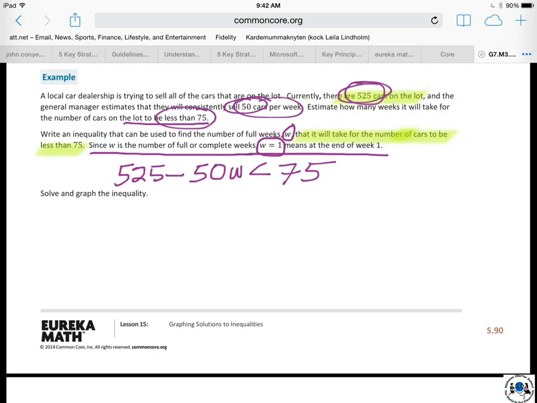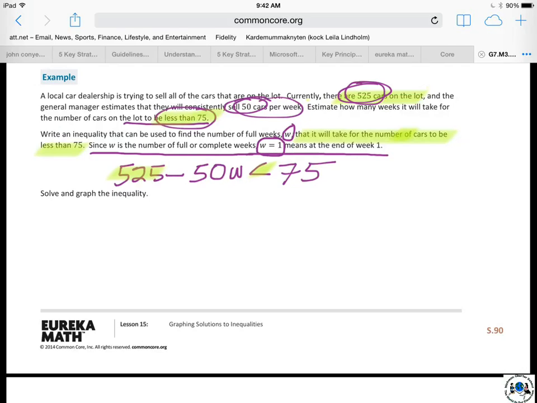So we have 525, which is the number of cars on the lot, minus 50W, needs to be less than 75. Really important here, because we have the less than 75, that's the less than symbol. It's not less than or equal to, it's just simply less than 75.